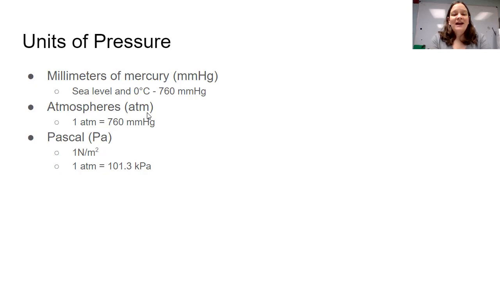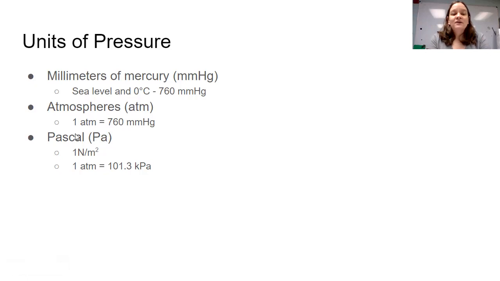The second unit is atmospheres. So atmospheres we abbreviate as ATM. 1 atmosphere is equal to 760 millimeters of mercury. So it's the standard at sea level and 0 degrees Celsius, it's the normal atmospheric pressure.